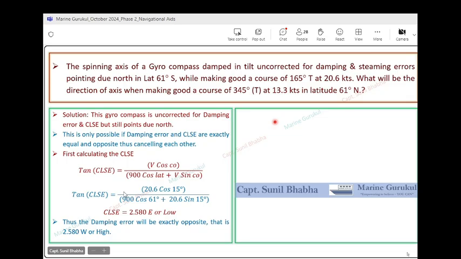Sir, instead of calculating CLSE, we can use the ratio 1:40 and calculate damping error instead.